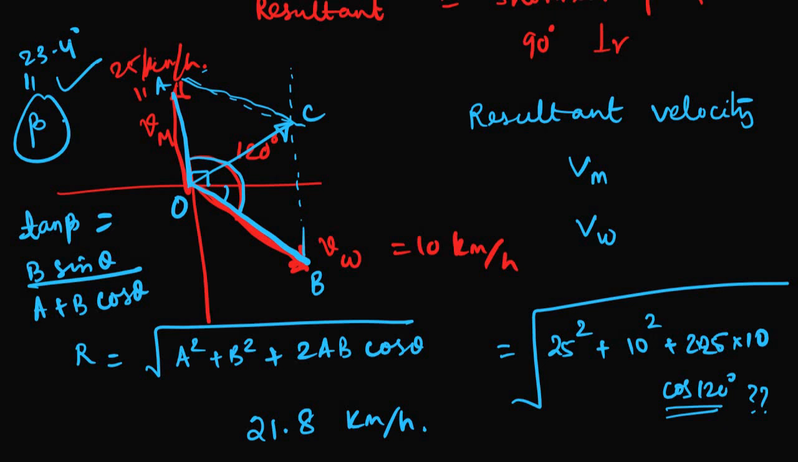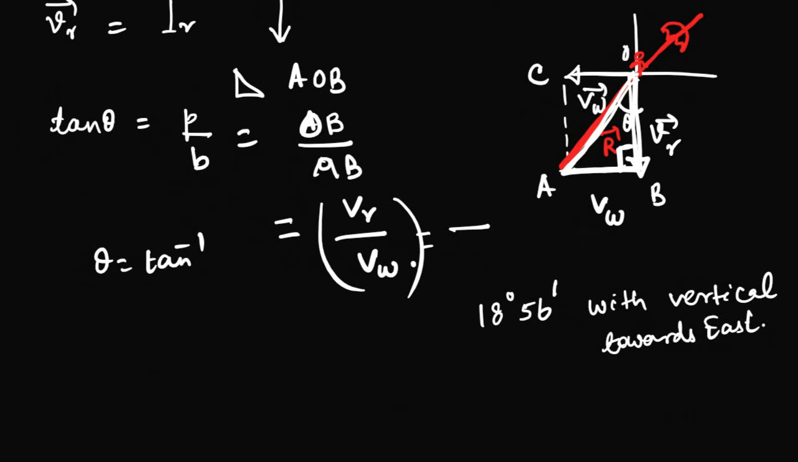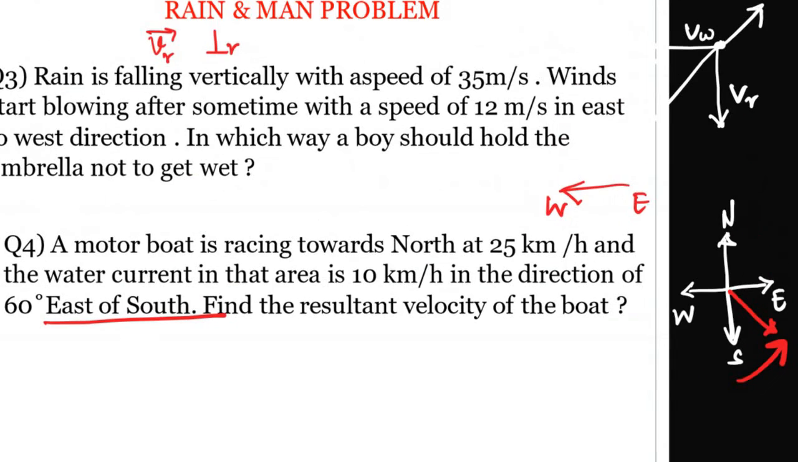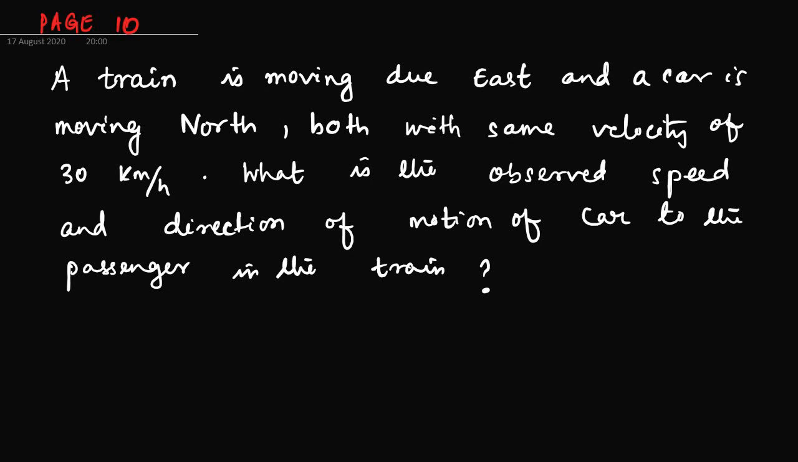I hope you know how to find tan inverse of something. If you don't know, you can also write in the comment section so that I can let you know how to solve it. So this is how I solved the problem of the motorboat race. This is the direction problem. You can solve yours also. That's why I put a question for you for your own self-assessment.